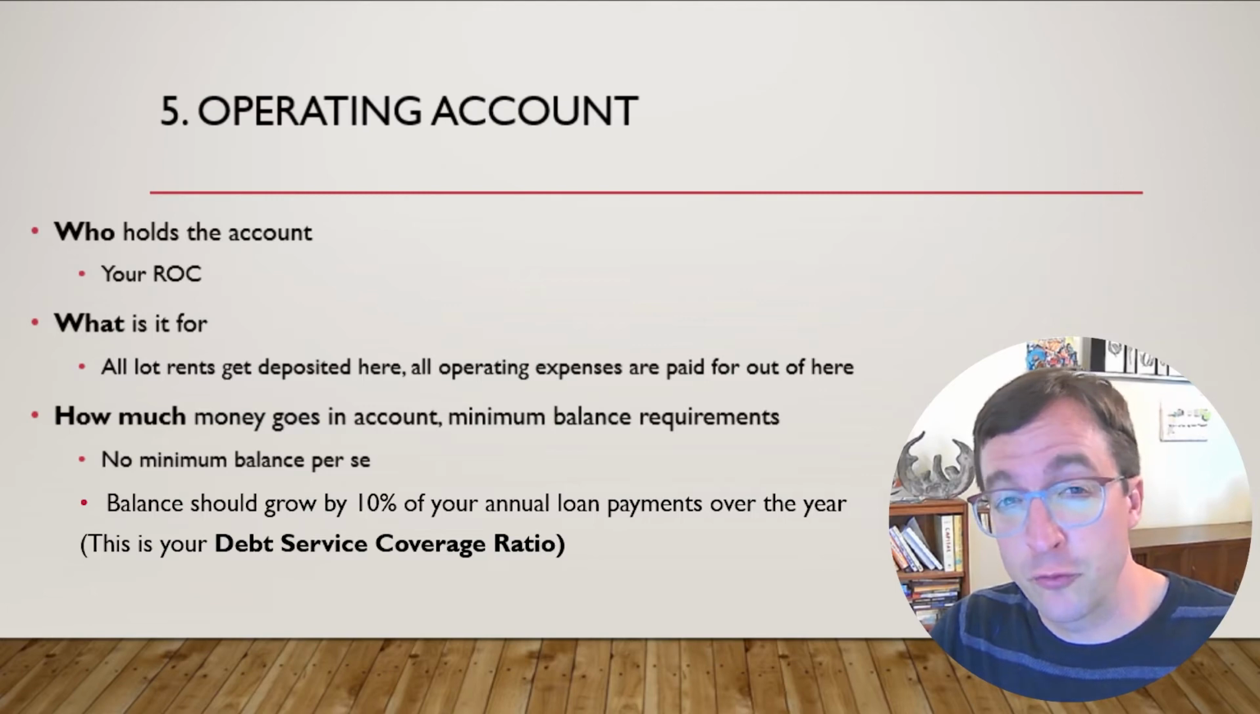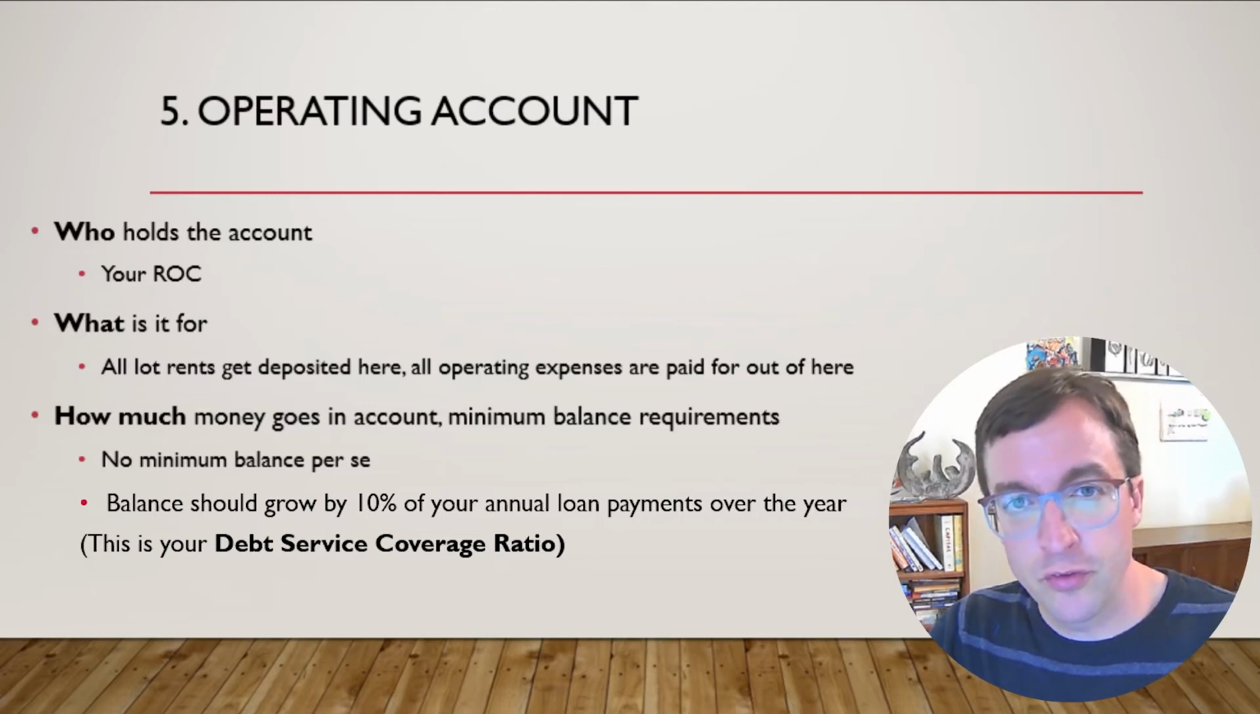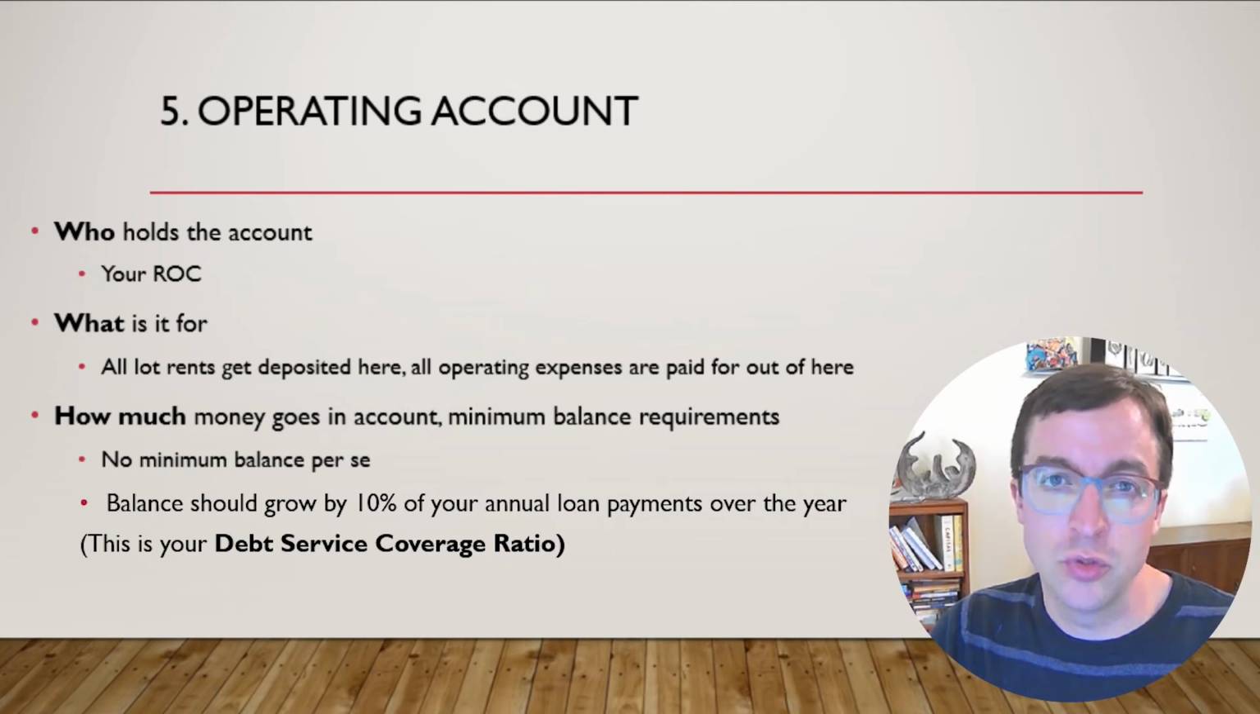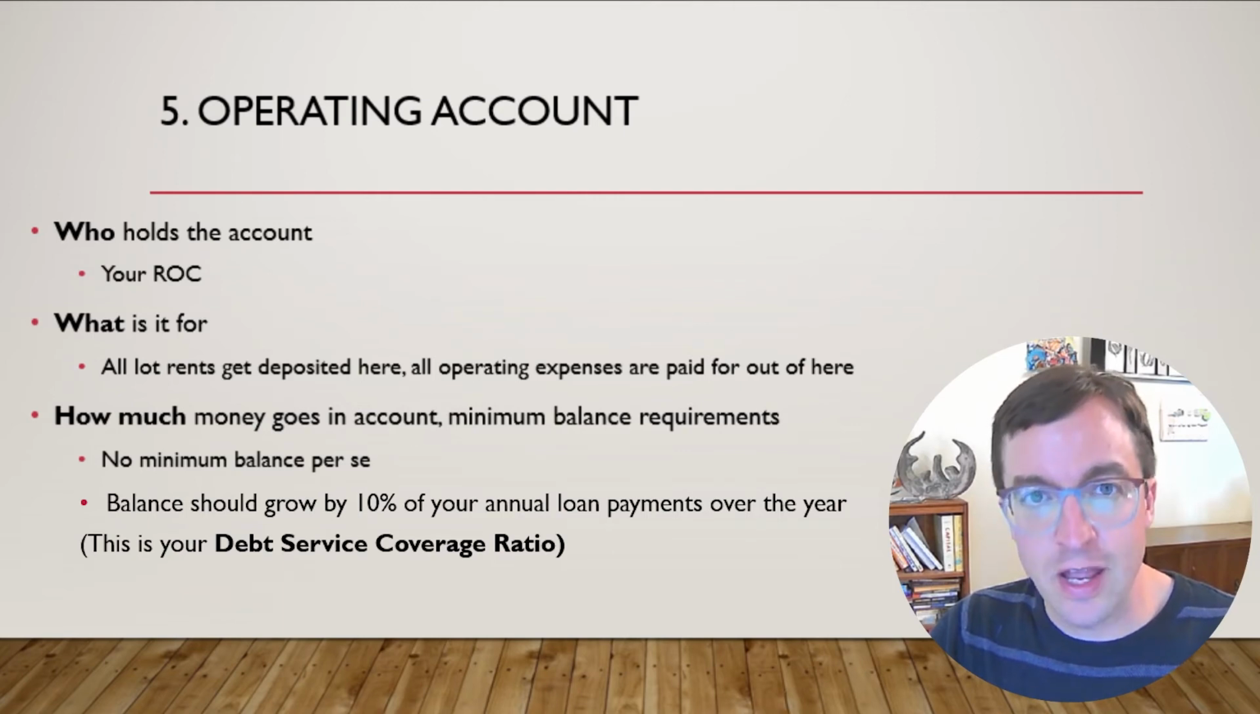There's a specific formula for that, but basically what it means is over the course of your fiscal year, you want to grow the balance of your operating account by 10% of your annual mortgage payment. So if your annual mortgage payment is $100,000, you'd want the balance of this account to grow by $10,000 over the course of the year.